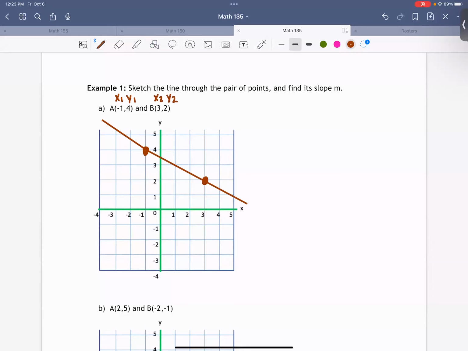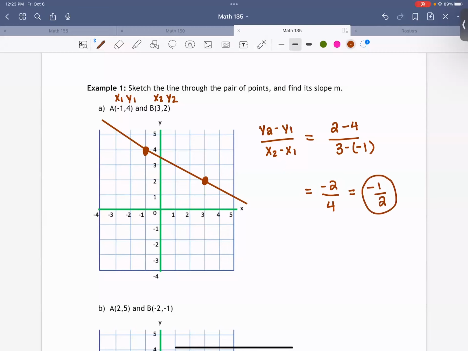If I would like to find the slope, all I have to do is remember my formula, y2 minus y1 over x2 minus x1. And we're literally just plugging stuff in. So y2 is 2, y1 is 4, and I'm subtracting them. X2 is 3, x1 is -1. Whenever there's a minus and I'm subtracting it off, I'm going to keep it in parentheses so I'm not forgetting a negative. 2 minus 4 is -2. 3 minus -1 is +4. And we can simplify this to -1/2. So my slope is -1/2, which makes sense because my graph is going down.